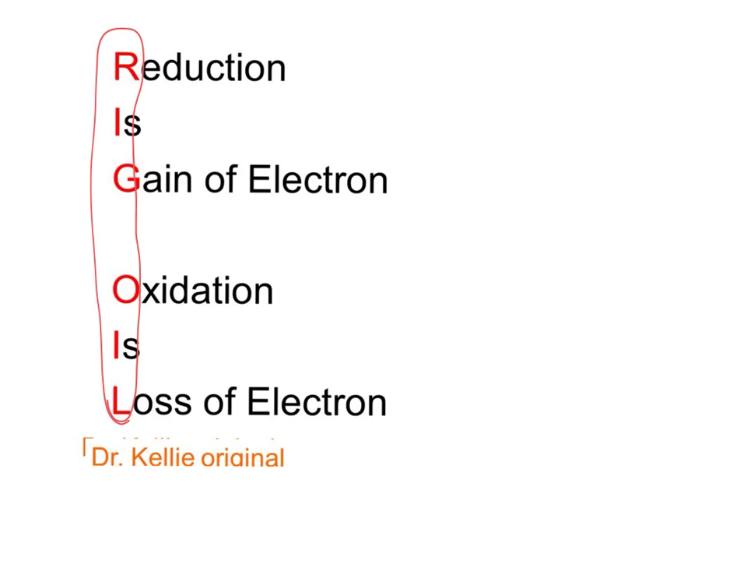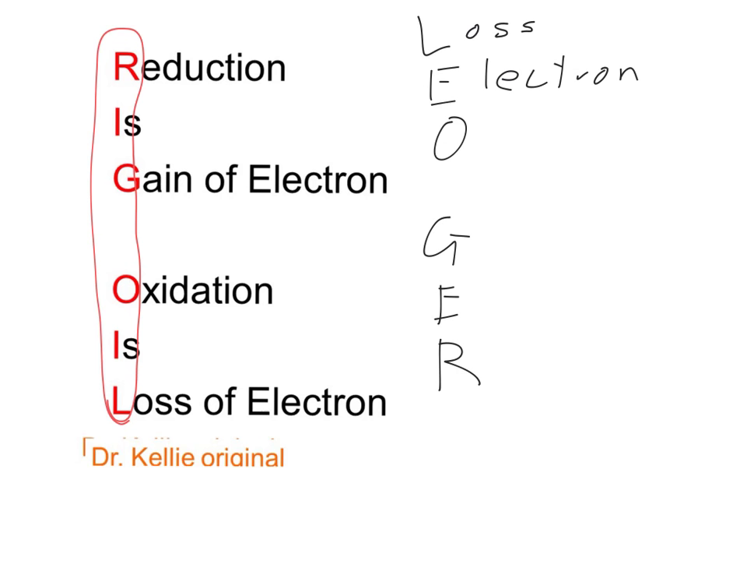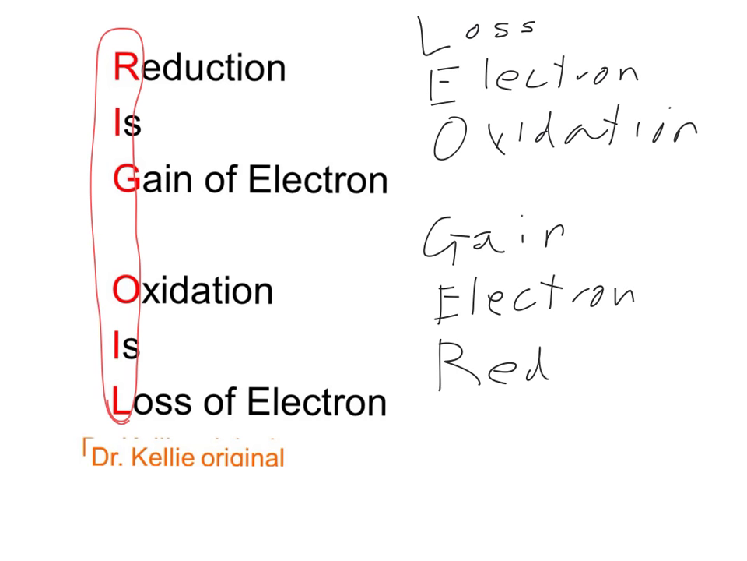For the biologists in the crowd, you can also go, LEO says GER, because I think that goes well with King Philip cries, oh for goodness sakes, because King Leo's obviously a lion who would also say grr. So LEO says GER: loss of electron is oxidation, gain of electron is reduction.